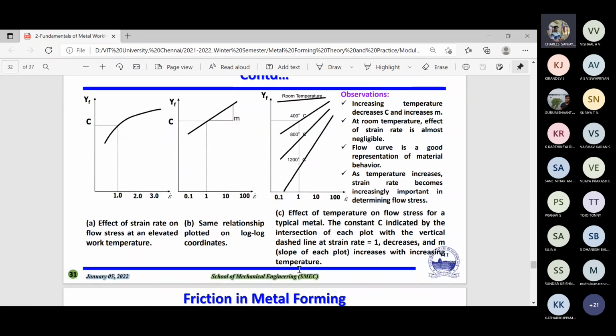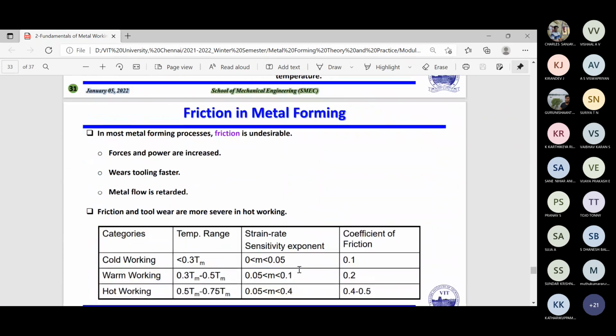Then next, I think these are in many cases. For example, you will remember that in machining also we talked about friction. I gave a lot of examples in machining, like when you are going on a motorbike or car, how you get the friction. Similarly here also, whenever you are processing something, you will find some resistance or friction behavior. So in most metal forming processes, friction is undesirable. What are the parameters or properties you get here?